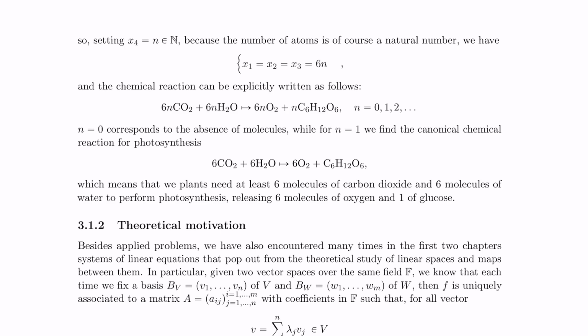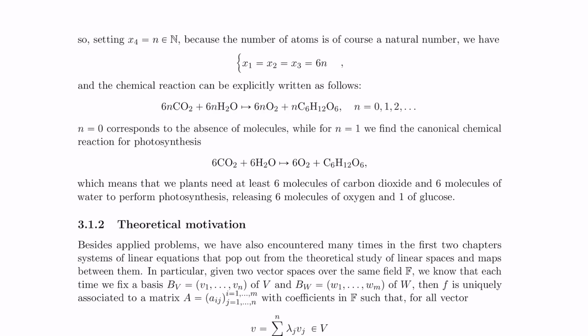We immediately see that n equals 0 doesn't make sense because it corresponds to the absence of molecules. However, for each natural number strictly greater than 0, the chemical reaction for photosynthesis that we have written here makes sense. In particular, for n equal to 1, we obtain the canonical chemical reaction for photosynthesis, this one here.